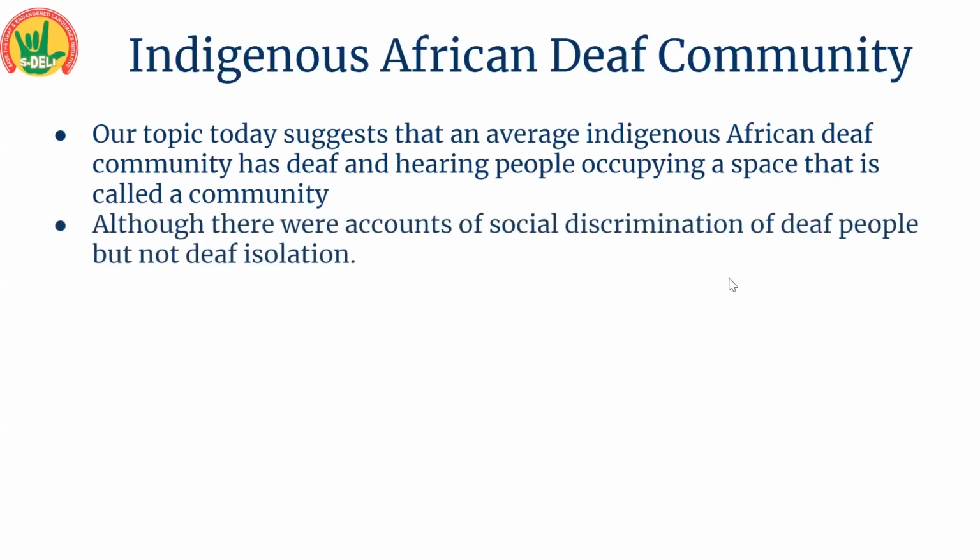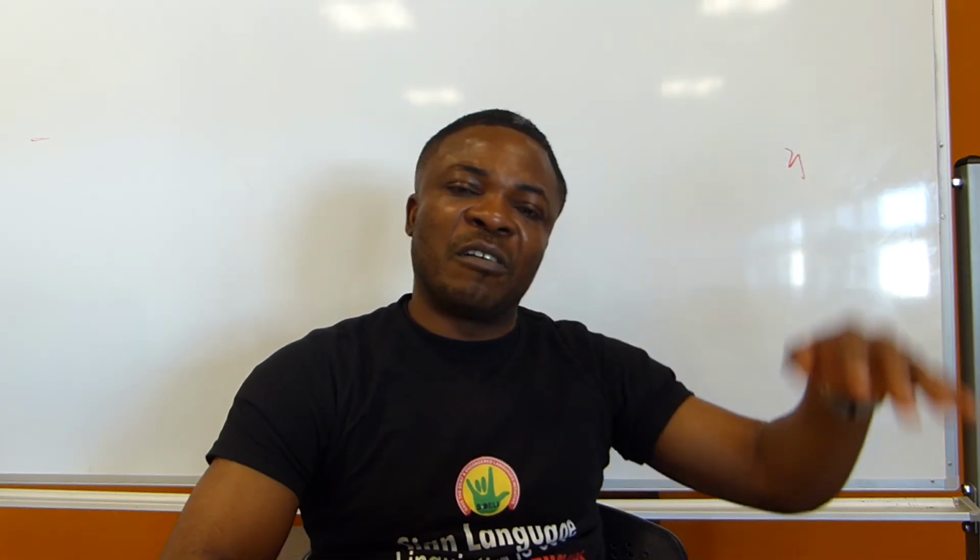Although there were accounts of social discrimination of deaf people, but not deaf isolation. Deaf children are often born by hearing parents among hearing siblings, and this has not changed. And that's why we have a community that is formed this way. Till tomorrow, deaf children are being born among hearing people. In fact, our study continues to say that over 75% of, for instance, Nigerian deaf children are born by hearing families. They are born amongst hearing siblings. And so if you have such a percentage of deaf people among hearing people, you can imagine how much hearing people are in the lives of deaf people.